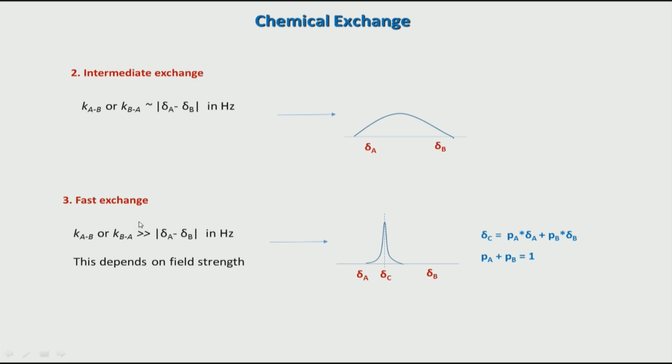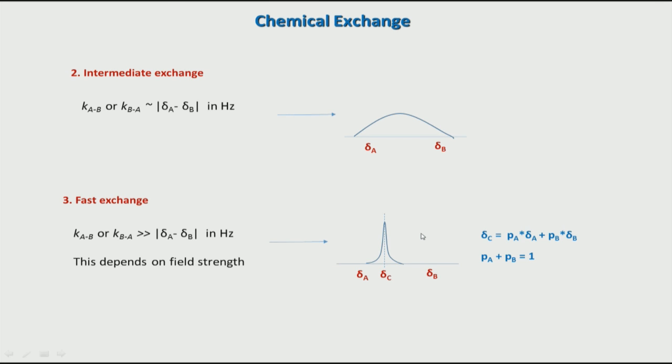Then when you go to the other extreme, that is the fast exchange, where the rate of exchange is much higher than the difference in the chemical shift value, how will the spectrum look? It will look something like this, where the peaks at A and B are gone, but you now have a peak at an average chemical shift value. And what is that average value? It is the population weighted average. Suppose molecule A was 70% in concentration, and state B was only 30%.